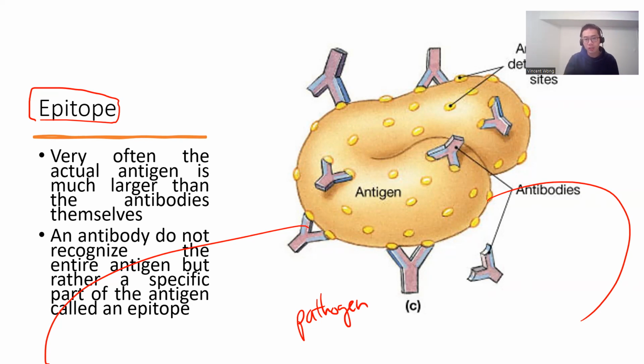Some are stronger. You can see it binds with both arms, and then some are only binding one arm. And so being able to identify which part of the antigen, which epitope, is most immunogenic is going to help create a stronger immune response.